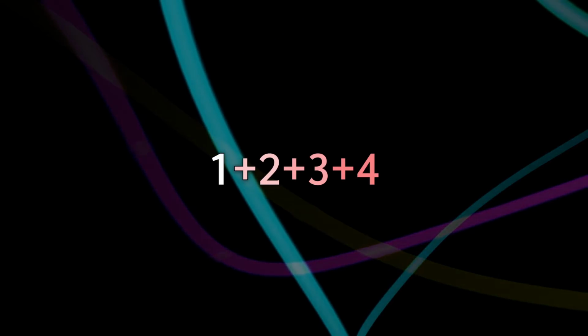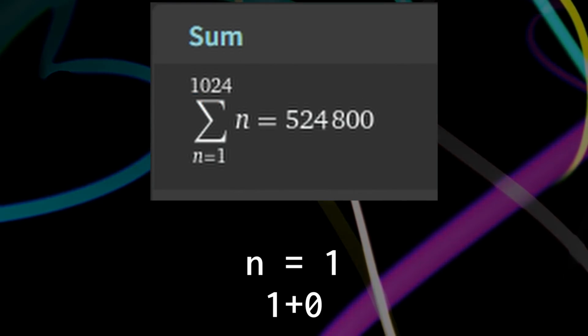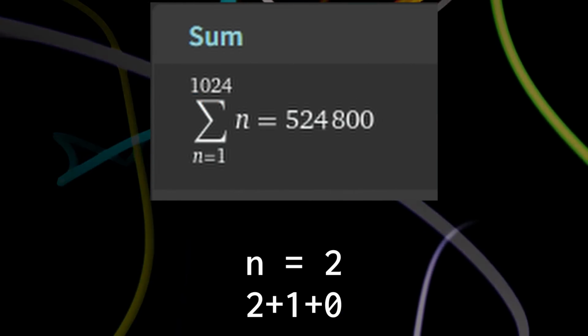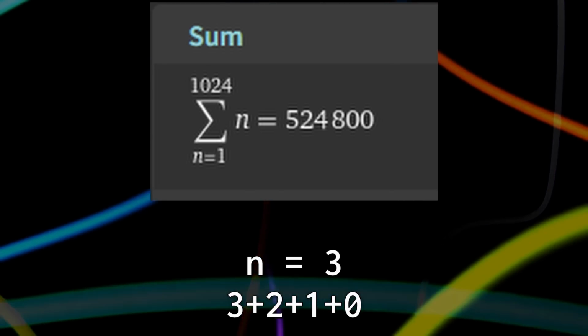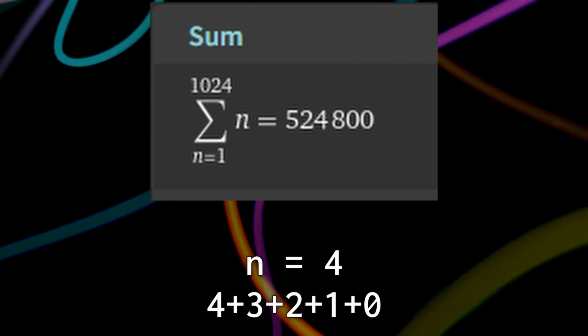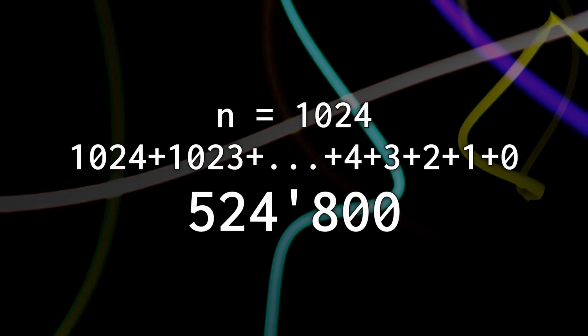Imagine that, but you add it instead. All this is saying is you start at n equals 1 and you add that to nothing. Then you have n of 2, where you add 2 to the 1 you just got. At n of 3, you add 3 to the 1 plus 2, and so on and so forth up to 1024, where you get 524,800.